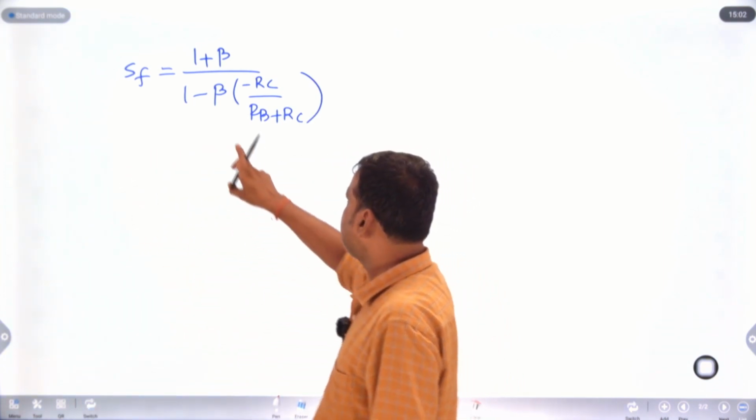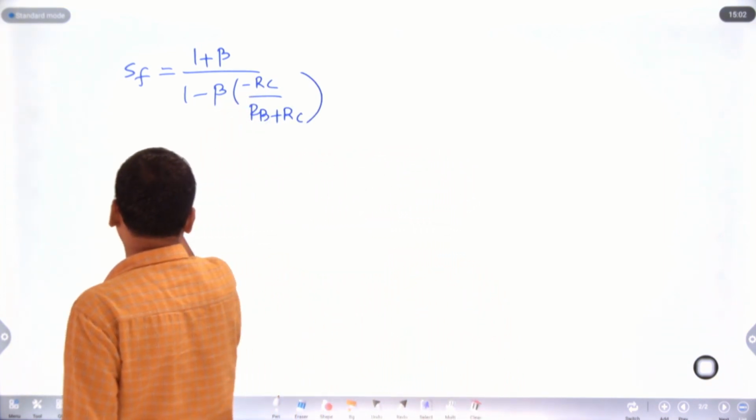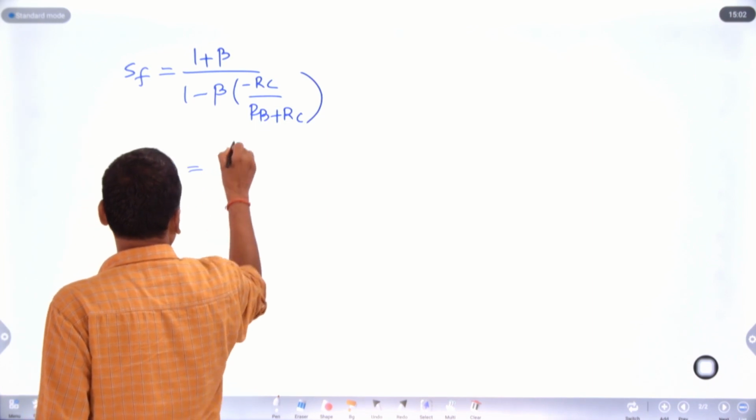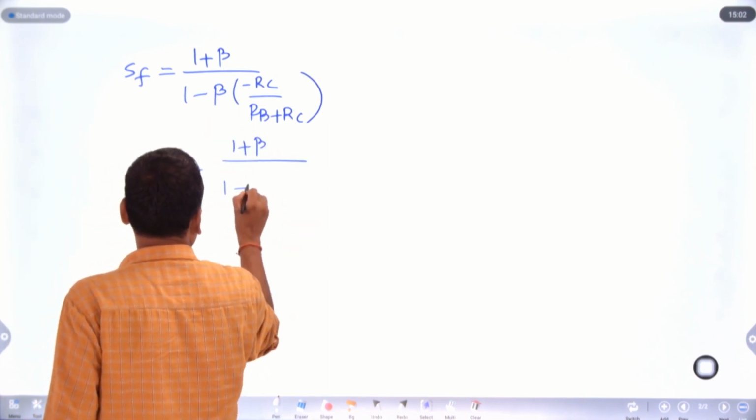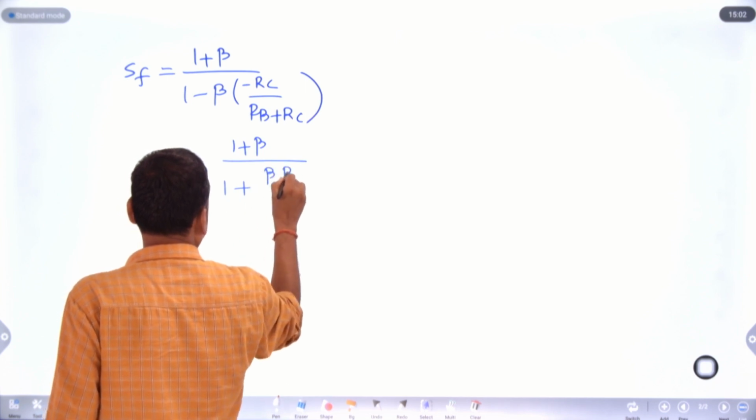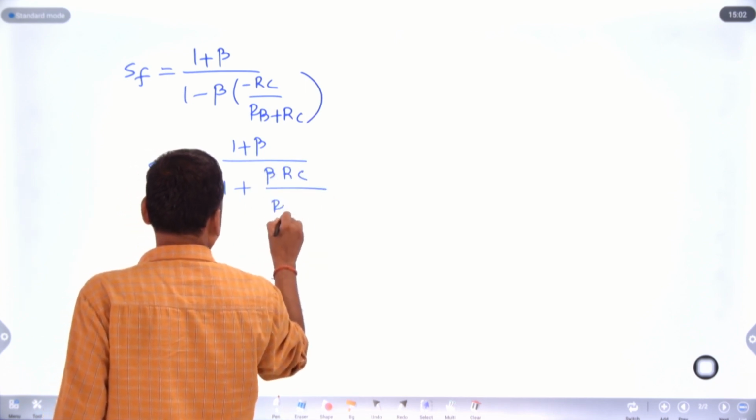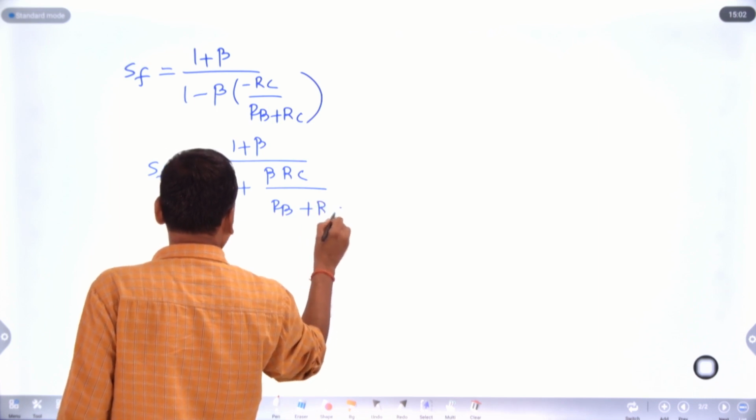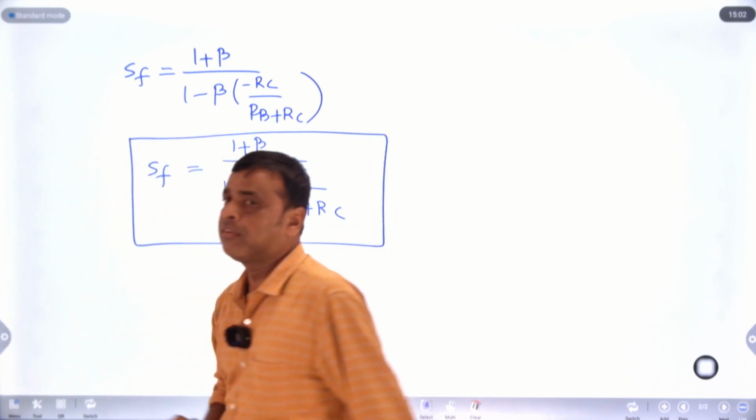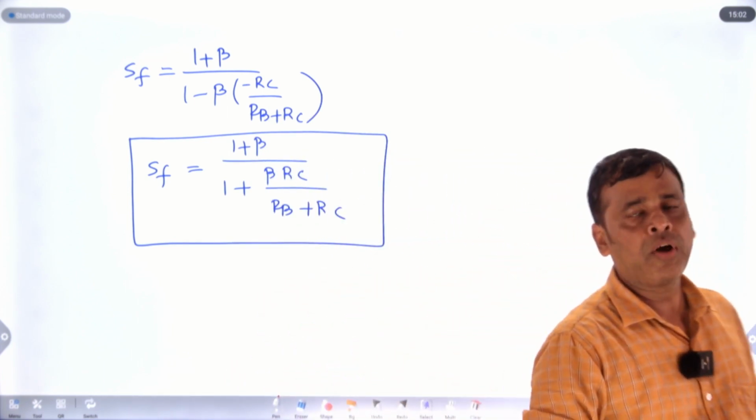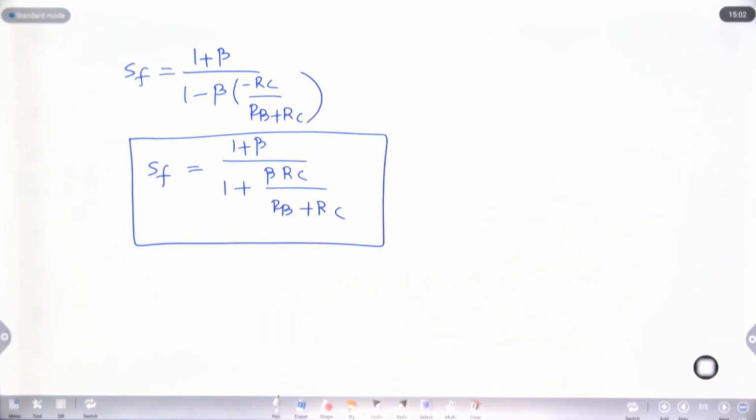So that will be minus minus plus. The stability factor SF equals 1 plus beta divided by 1 plus beta RC divided by RB plus RC. This is my stability factor expression for collector to base bias or feedback bias. Then we will analyze whether this biasing is suitable or not.